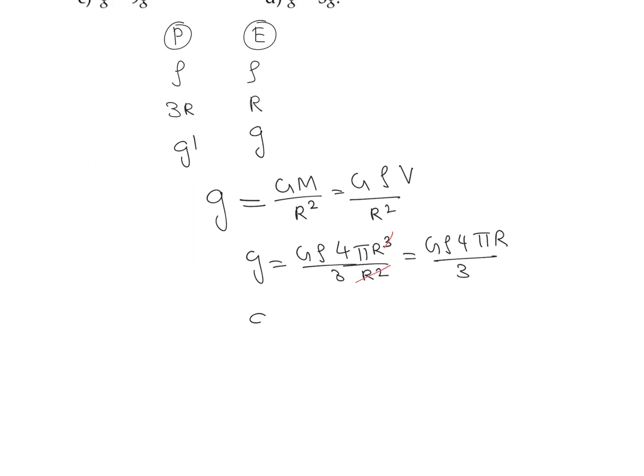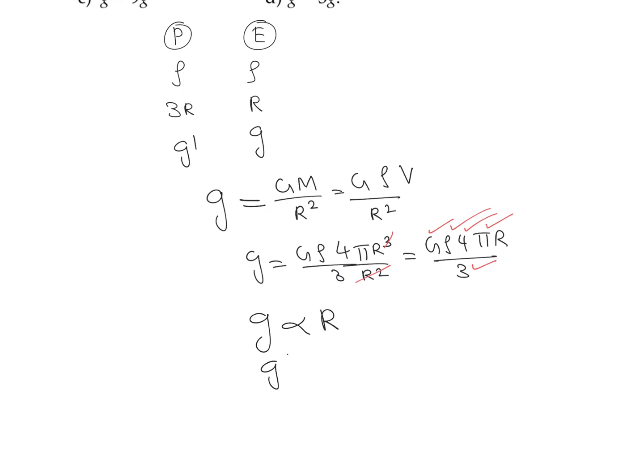So we can write that acceleration due to gravity is directly proportional to r, because according to this question the density is the same in both situations. So that is a constant, 4 is a constant, pi is a constant, G is a constant and 3 is a constant. So just g is directly proportional to r.